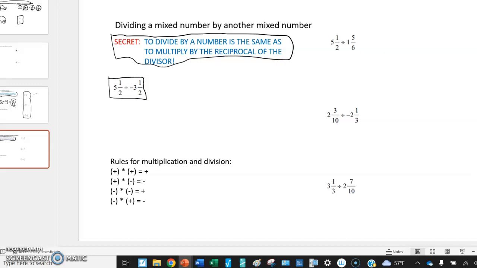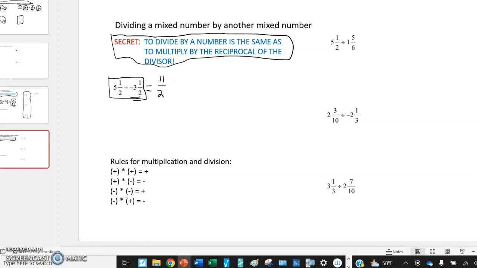In this case it's negative 3.5. Now the trick here is we need to change both mixed numbers into improper fractions. To do that, you multiply the whole number times the denominator of the fraction. You get the product, which in this case, 5 times 2 is 10, and then you add 1, the numerator of the fraction, to the product. So 5 times 2 is 10, 10 plus 1 is 11, over 2.